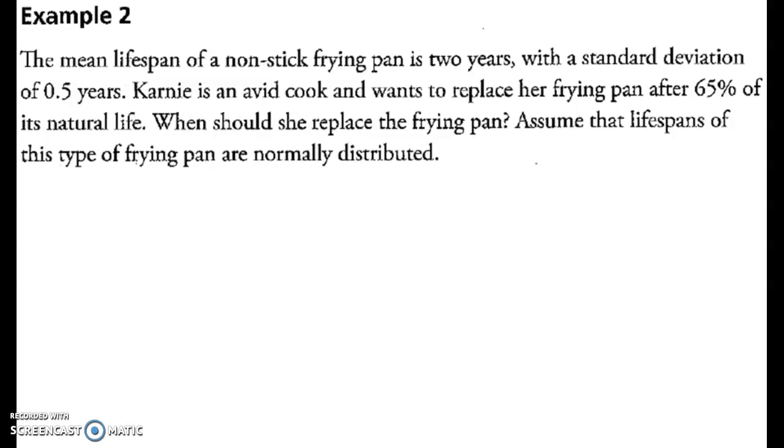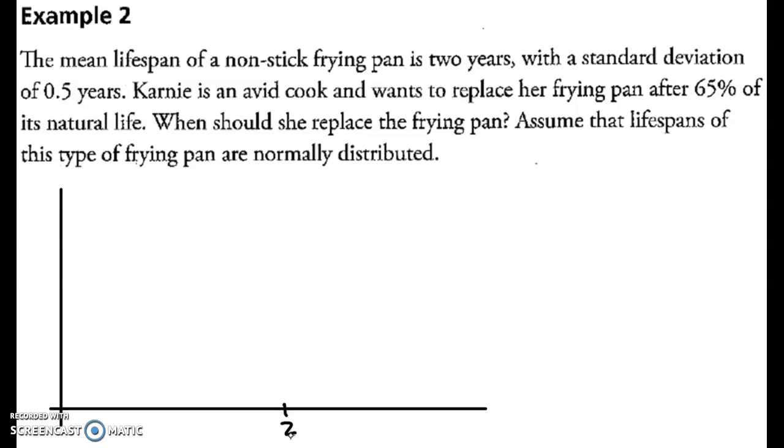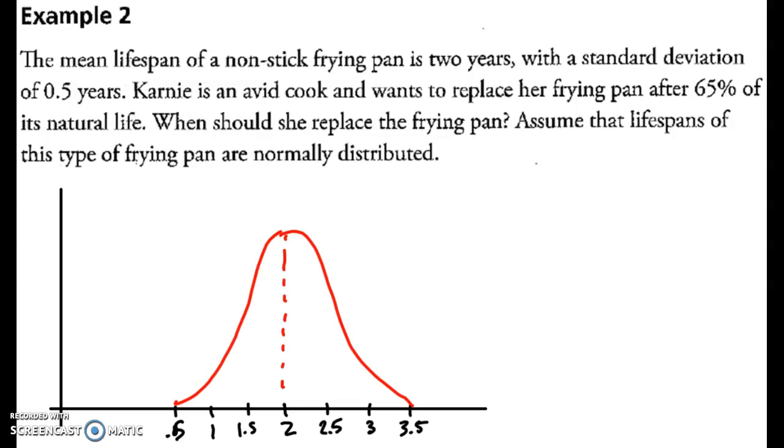The average lifespan of a non-stick frying pan is 2 years, standard deviation of 0.5. Again, we can pause here, and I'm going to sketch that out. You can picture it or sketch it out on your whiteboard too. Okay, average goes in the middle, and then 0.5 years is the standard deviation, so we know the next is 2.5, 3, and 3.5. And if we go the other way, we've got 1.5, and 1, and 0.5. All right, Carney is an avid cook. She wants to replace her frying pan after 65% of its natural life. When should she replace the frying pan?